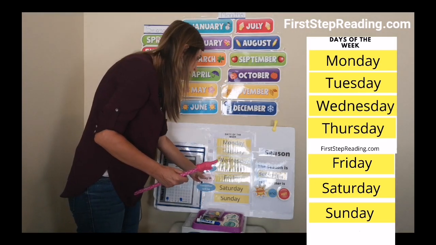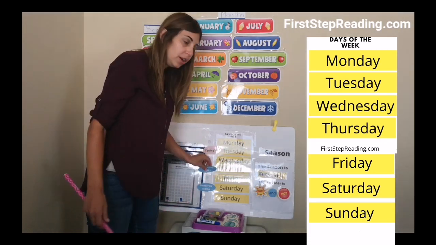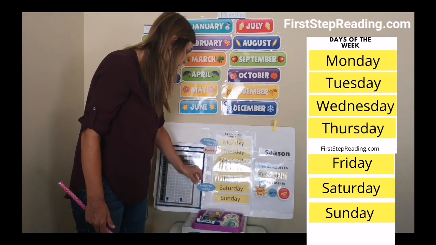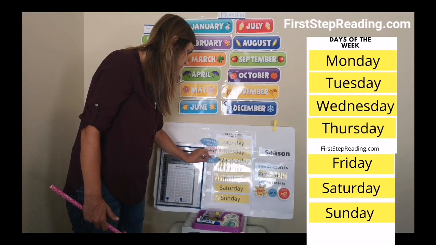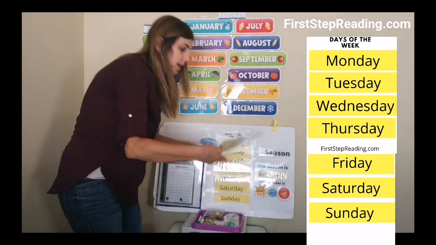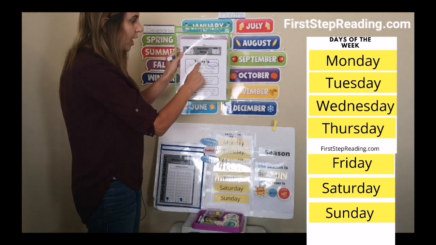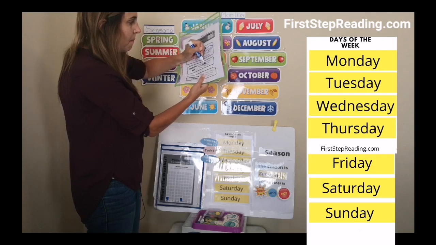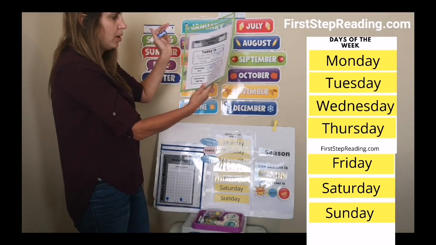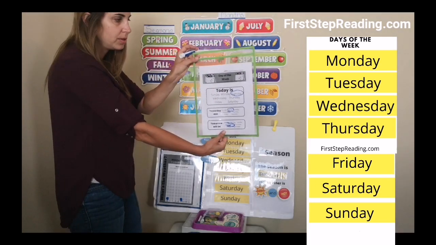And today is Tuesday for this video. And yesterday would have been Monday. And tomorrow will be Wednesday. So if today is Tuesday, yesterday was Monday. And if today is Tuesday, tomorrow would be Wednesday. So that's how you do that worksheet.